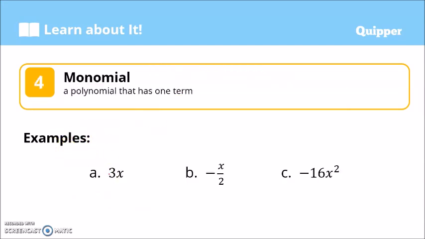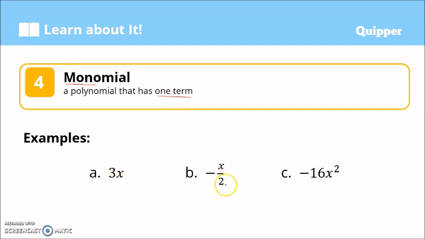So, kinds of polynomials according to the number of terms. Okay? Number of terms. First, we have what we call monomial. From the word mono. Ibig sabihin, this has one term only. One term. So, examples yan, 3x.